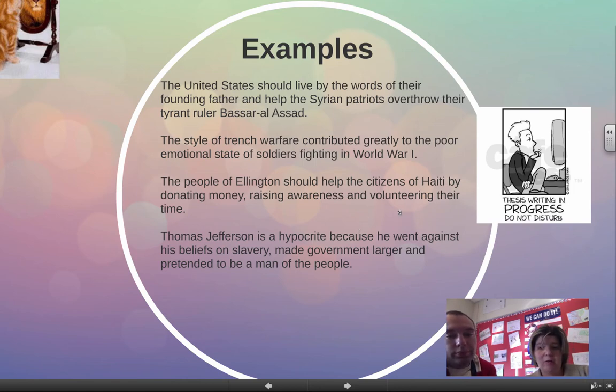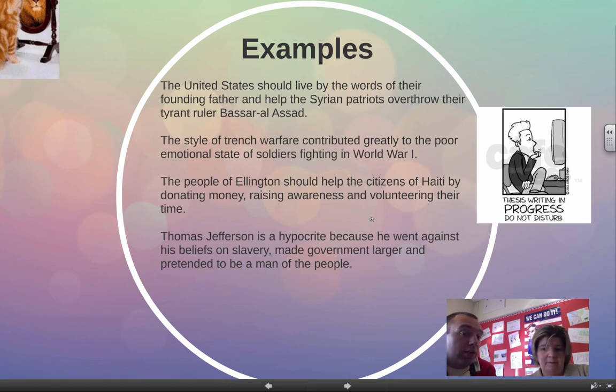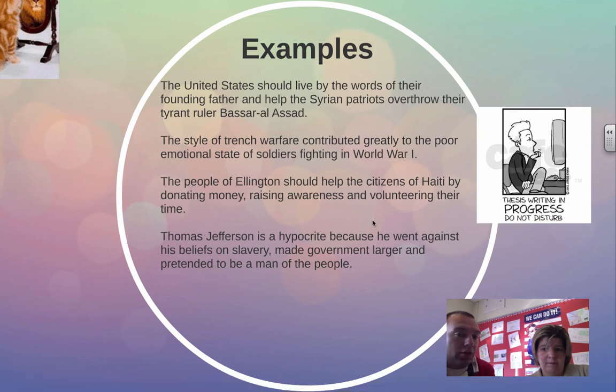And notice though on the two thesis statements above that, the other two thesis statements aren't lists. You do not have to have a list as a thesis statement. Sometimes you can, you don't always have to. And then the final one, "Thomas Jefferson is a hypocrite because he went against his beliefs on slavery, made government larger, and pretended to be a man of the people." And there again, we have a listed thesis statement.